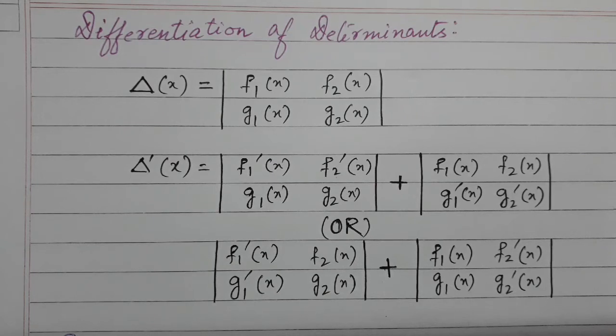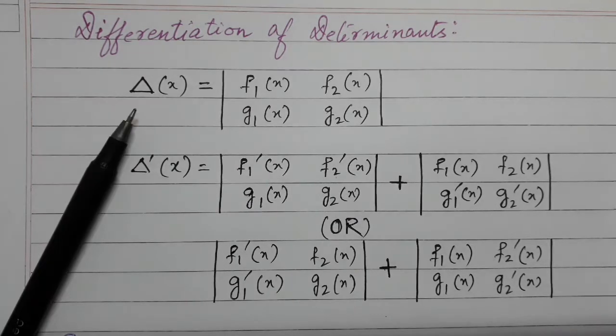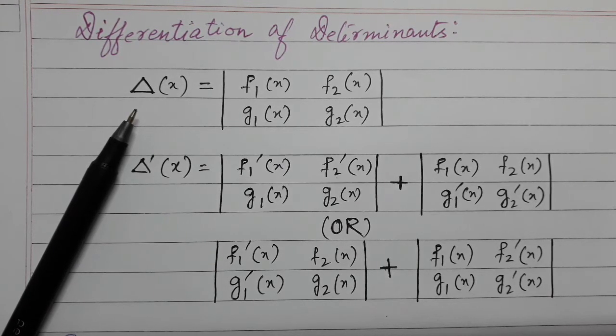Hello everyone, I am Abhishek, and in this video I will talk about differentiation of determinants. So here we can see that delta x is a determinant of a 2 cross 2 matrix where each and every element of this matrix is a function.